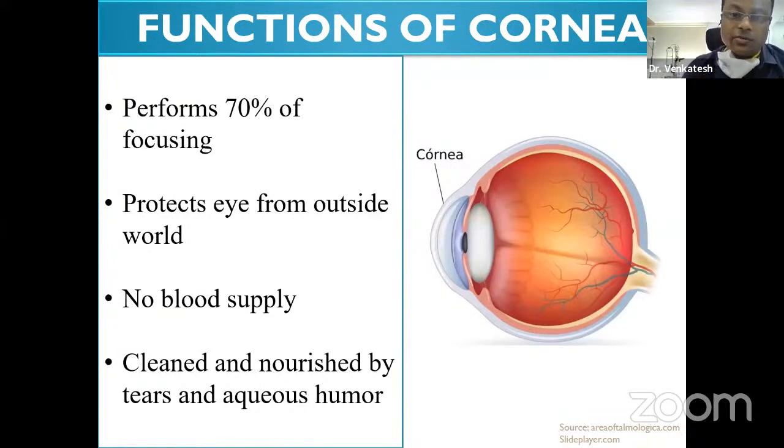It gets nutrition from what we call the tear film, which is nothing but tears. In front of the cornea, we have a very thin layer of tears, which we call the tear film. And the cornea gets nutrition from the tears.